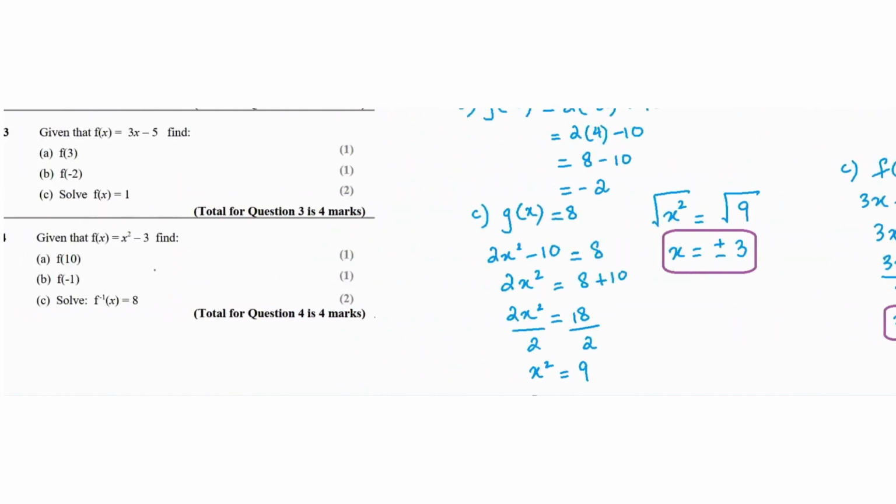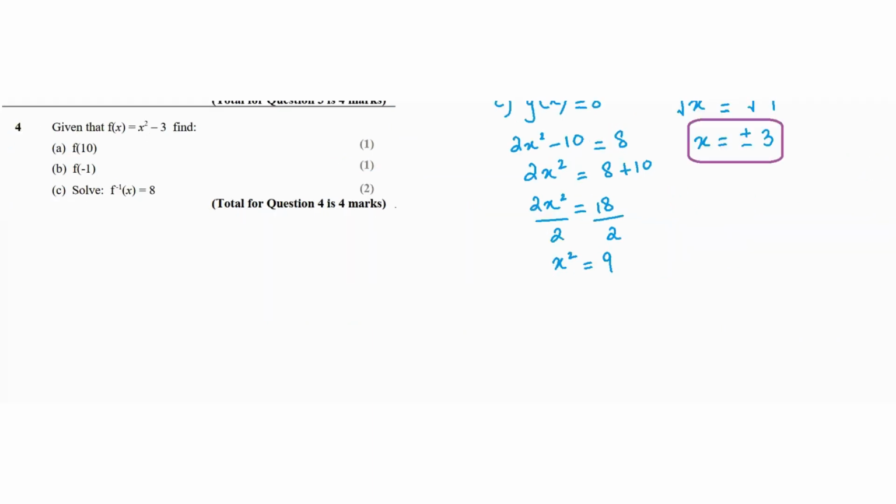Question 4 says, given that f of x equals x squared minus 3, find f of 10, f of negative 1, and then solve f inverse of x equals 8. So what we'll do is in question number 4, part A, for f of 10, we will do 10 squared minus 3, because f of x is given as x squared minus 3, so x gets replaced with 10. So that's 100 minus 3, and that equals 97.